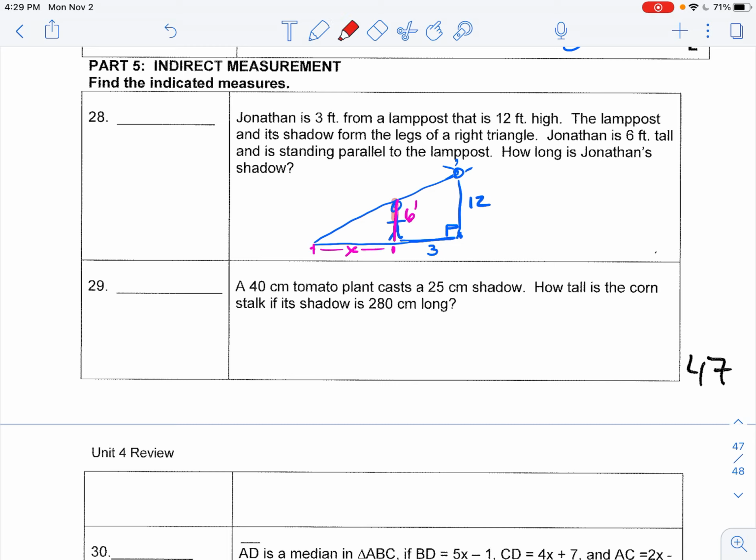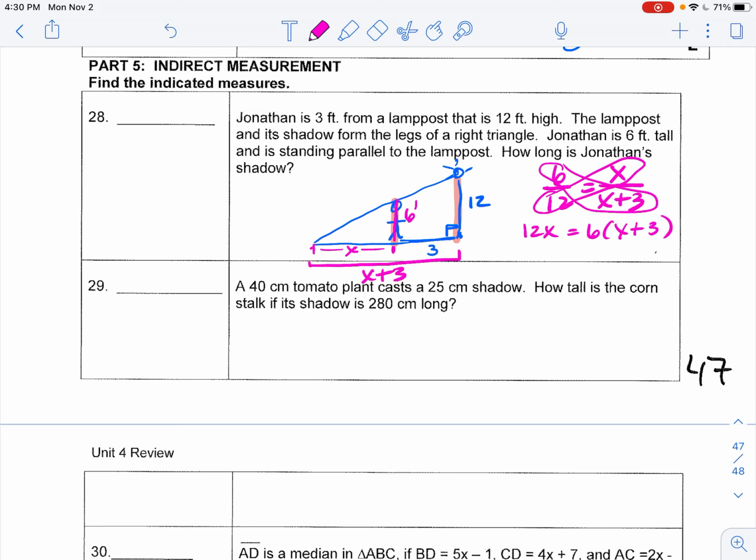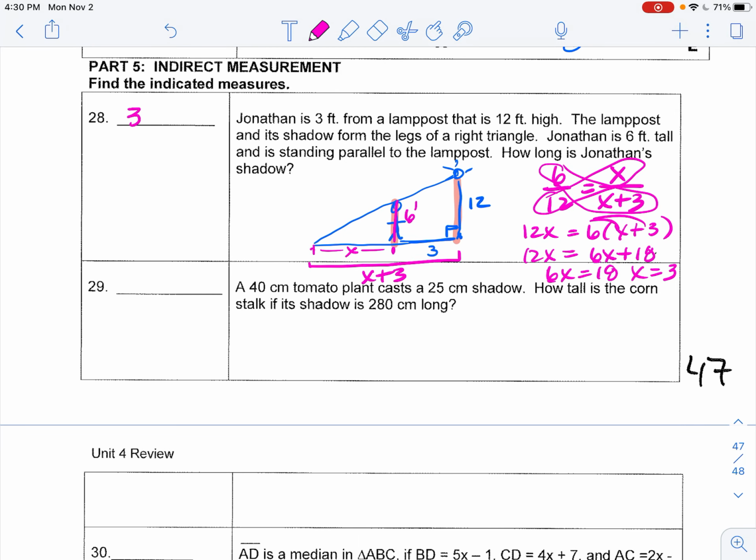All right, so let's see what we've got. I've got 6 over 12 is equal to, well, the whole thing here is x plus 3. So I'm going to say x over x plus 3. Cross multiply. 12x is equal to 6 times x plus 3. Distribute. So 6x plus 18 is equal to 12x. Subtract 6x. I have 6x is equal to 18. So x is equal to 3. And that's how long the shadow is.